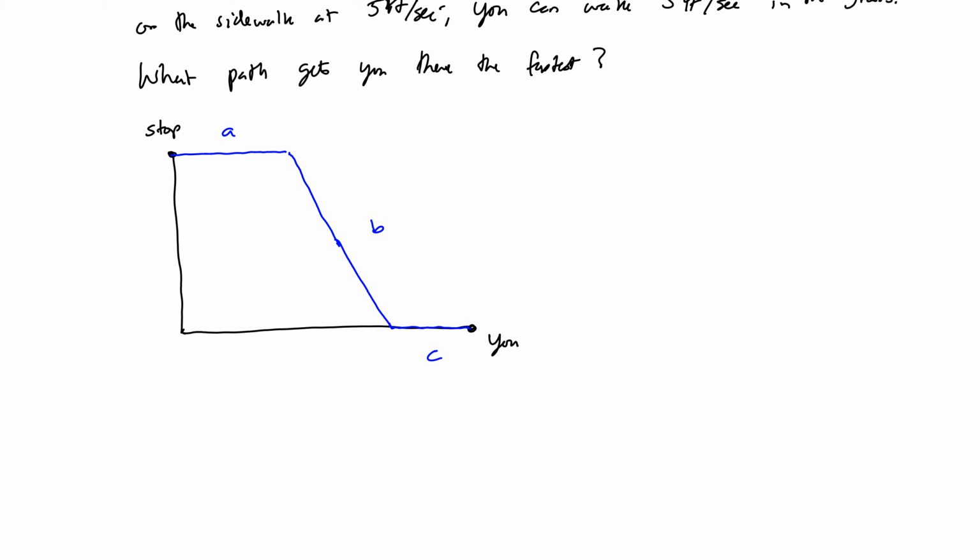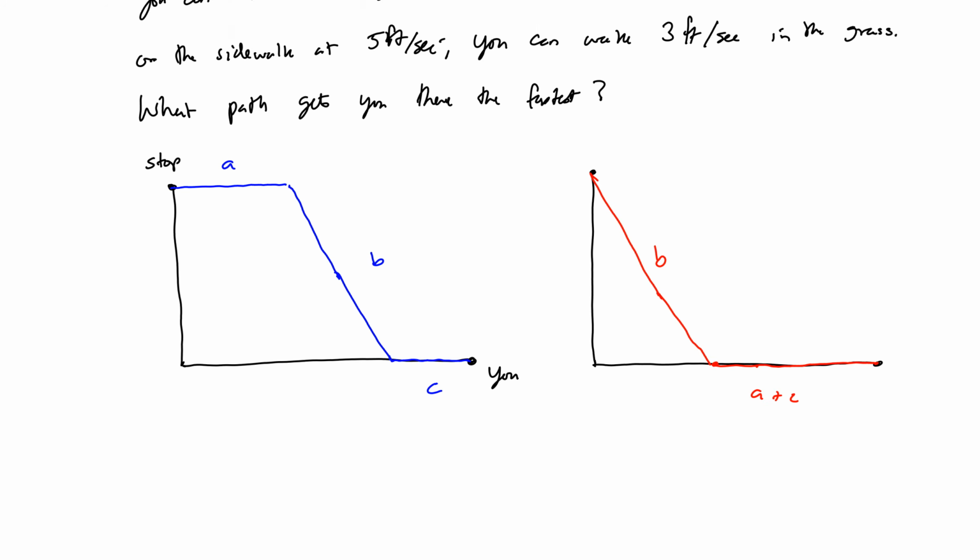So one thing to note here is we could also, if we're just talking about how long it takes, the time it takes to run this path that I drew first is the same as if I were to run this path like this. If this is B and this is A plus C, those take the same amount of time because you have A plus C amount of time on the sidewalk and B time in the grass. So we might as well just look at this second setup for our picture here. So let's do that setup, but let's relabel these things.